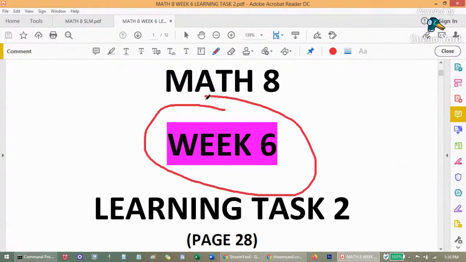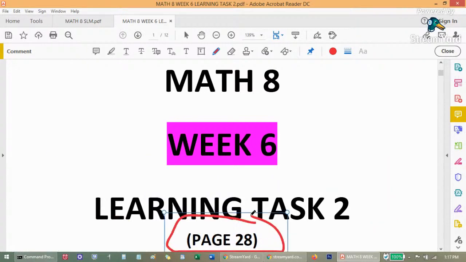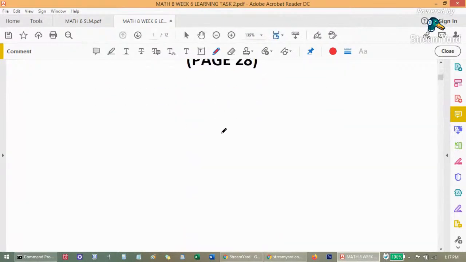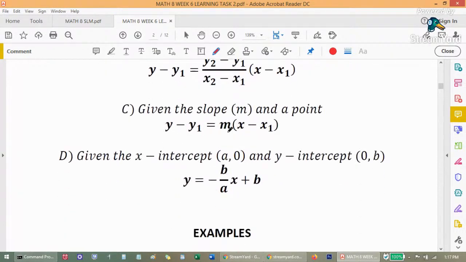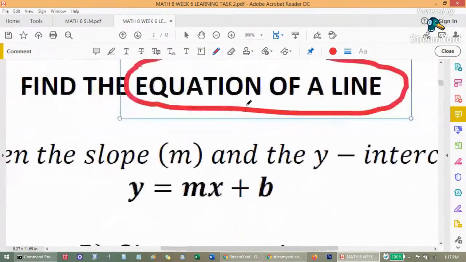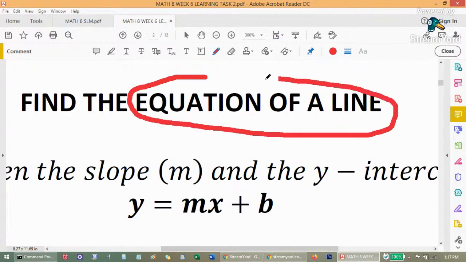So, week 6, learning task 2, page 28. Okay, so, ayan. So, dito, we will discuss 4 methods kung paano makukuha ang equation of a line. Paano makukuha ang equation of a line?